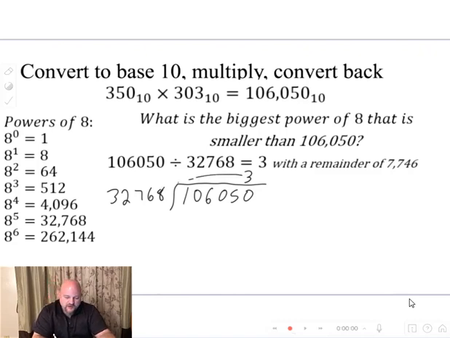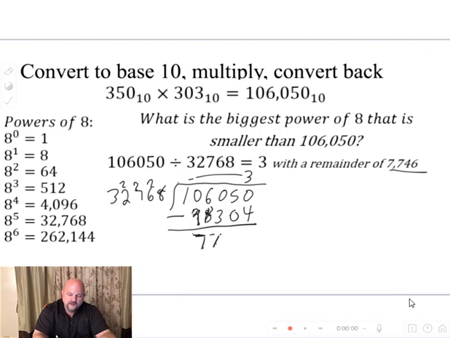3 times 8 is 24. We carry the 2. 3 times 6 is 18, plus 2 is 20. Carry the 2. 3 times 7 is 21, plus 2 is 23. Carry the 2. I'm going kind of fast, but this should be familiar to most of you. 3 times 2 is 6, plus 2 is 8. And 3 times 3 is 9. Then I subtract and I get this number, 7,746. So that's our remainder.